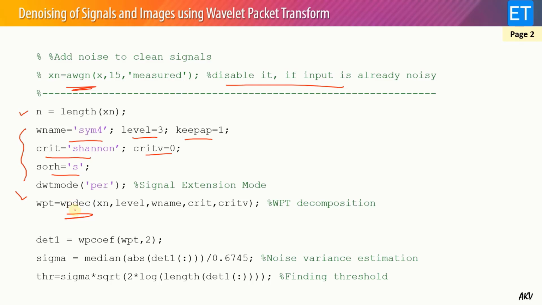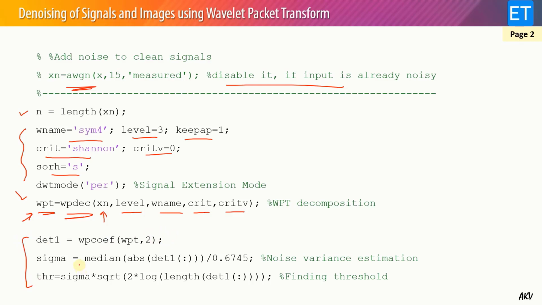And this is your function wpdec, which I have already explained. This will decompose your input signal into wavelet packet coefficients, so in WPT you will get the decomposition tree. This is my noisy signal XN, this is the decomposition level, the wavelet's name, the entropy criterion, and the associated value. After execution, I'm carrying this wavelet packet decomposition tree, and this tree will be utilized in the denoising function. Now let me find the value of the threshold.